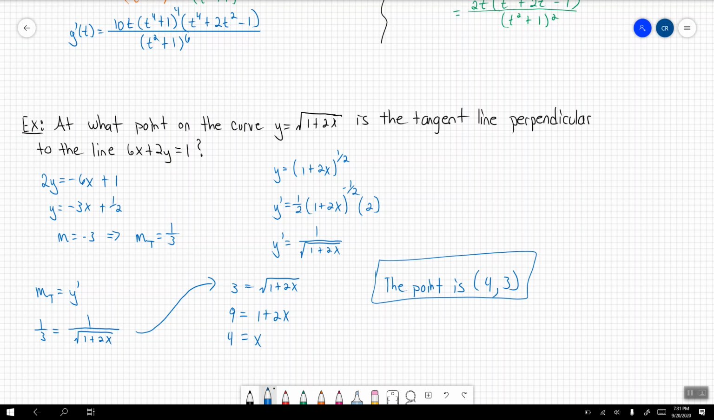At that given point, we will find a line that is perpendicular to 6x plus 2y is equal to 1, where the tangent line will be tangent to the curve y is equal to the square root of 1 plus 2x.